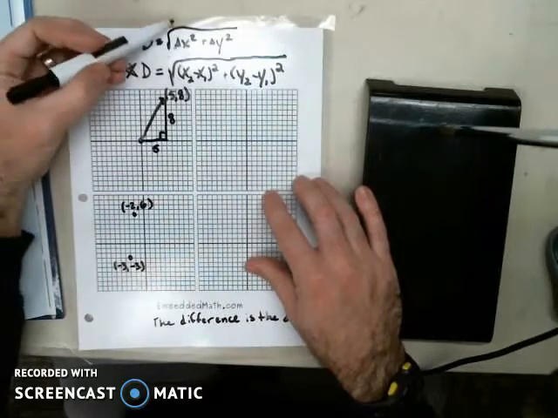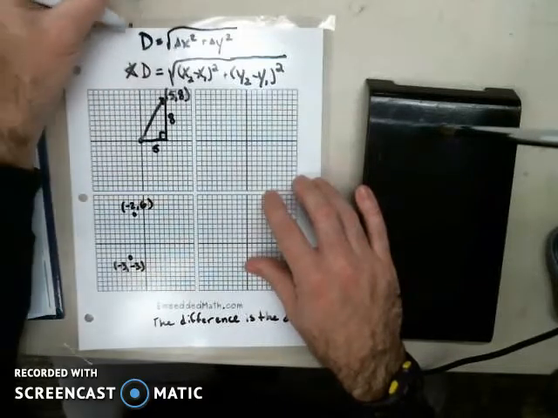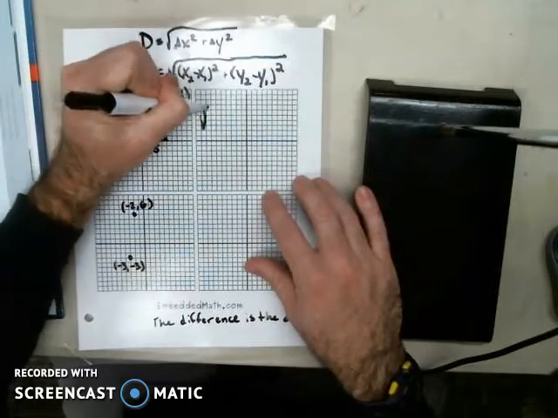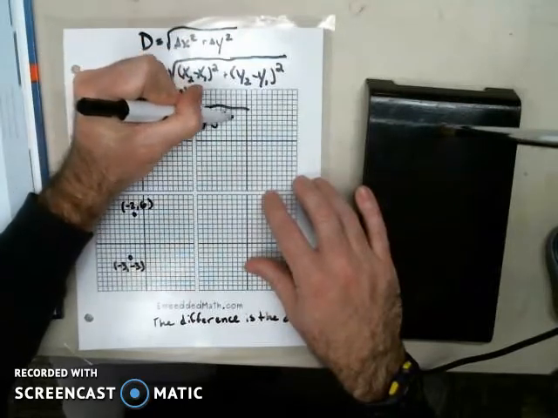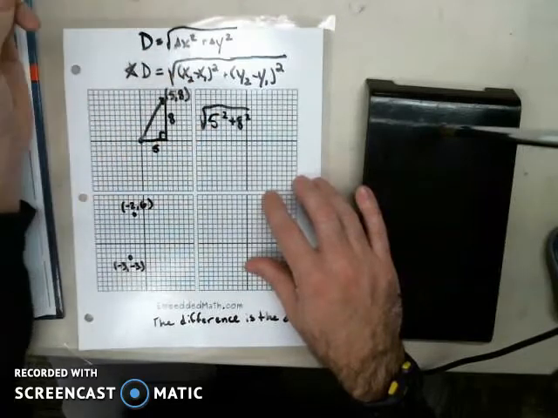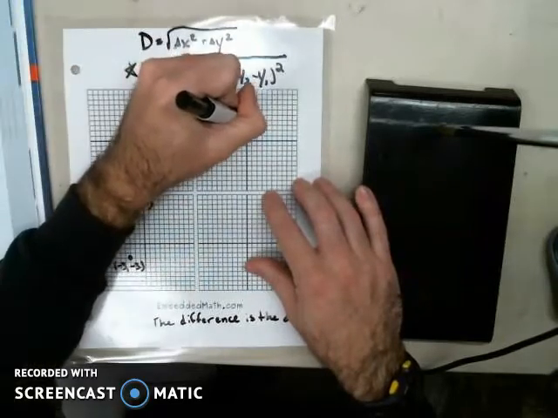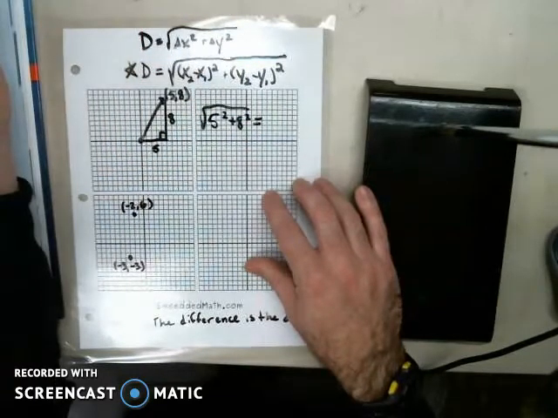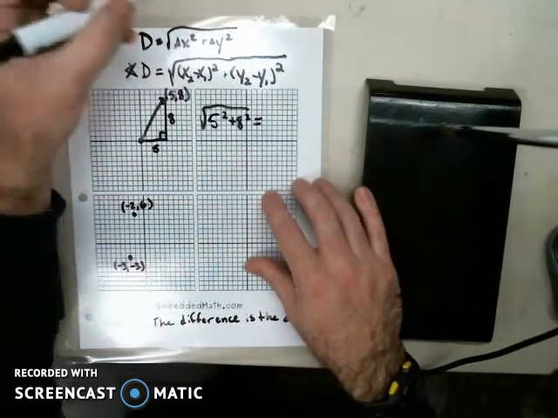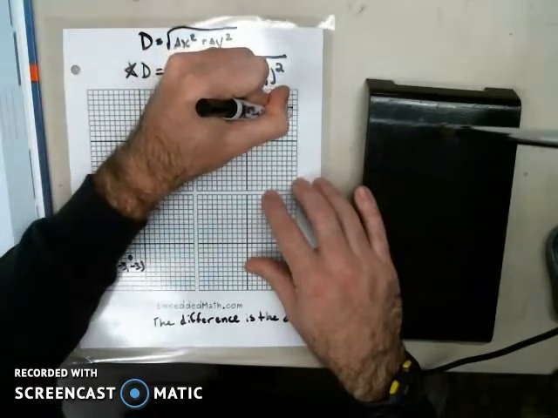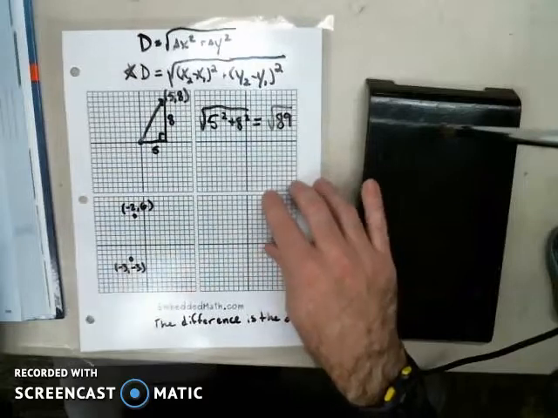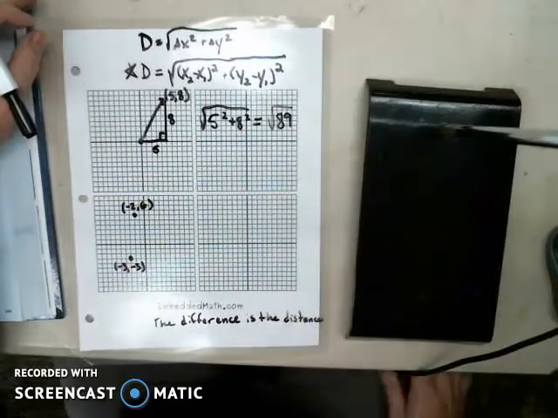And we've got how far did the x change? 5. How far did the y change? 8. We can turn this into the square root of 5 squared plus 8 squared being the distance. And that's just calculations, right? 25 and 64. It's like 89, right? Prime number. That's our distance right there. That's not so bad, right? That's just an application of the Pythagorean theorem.